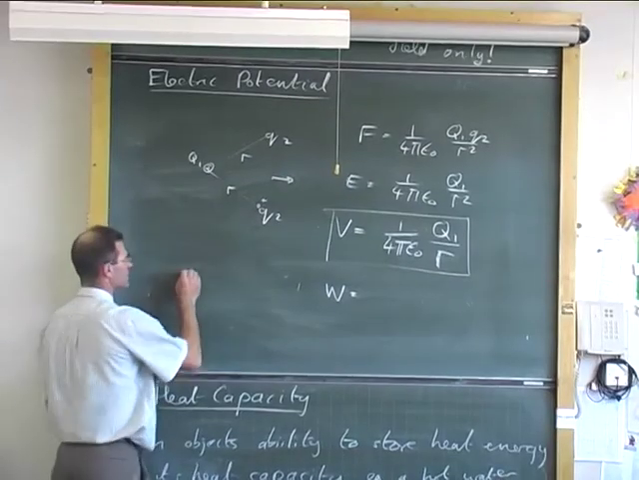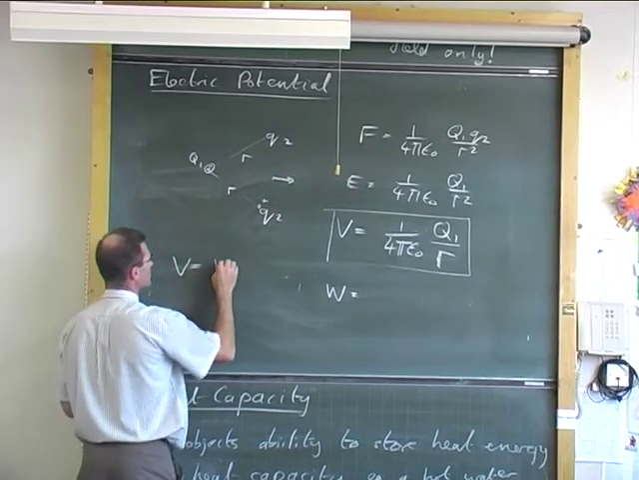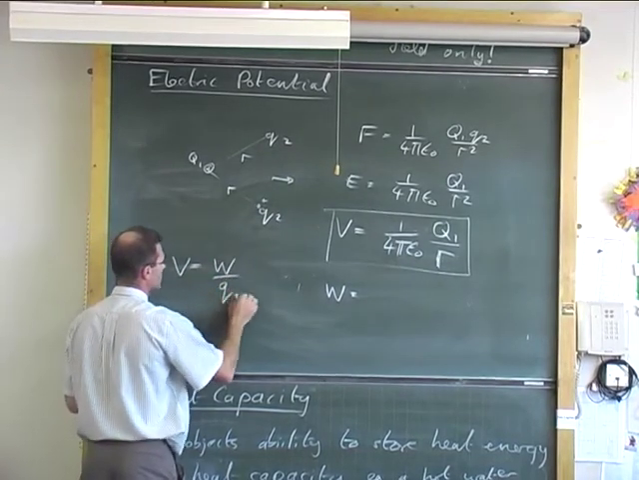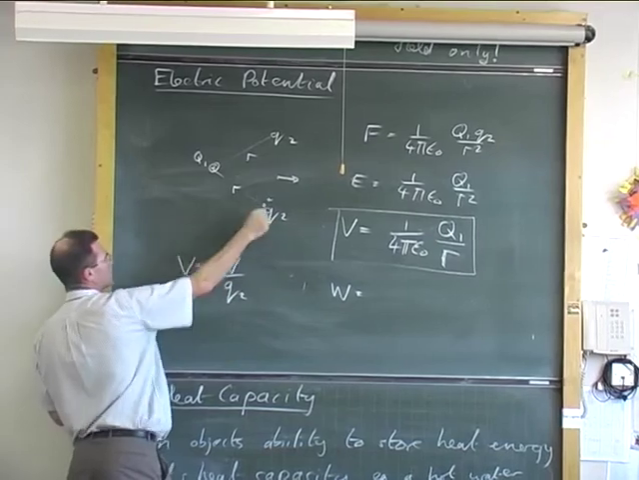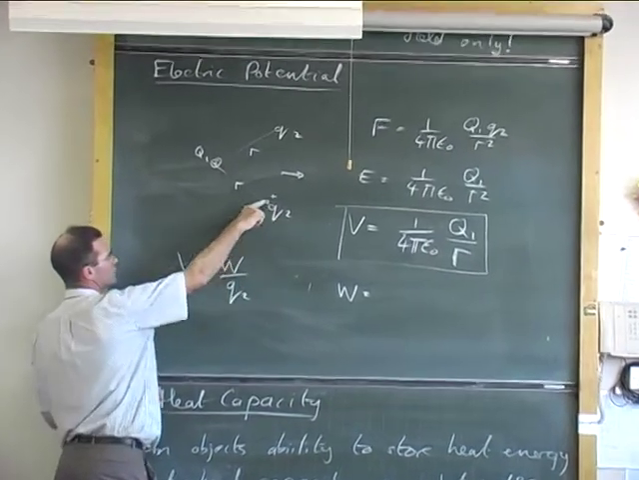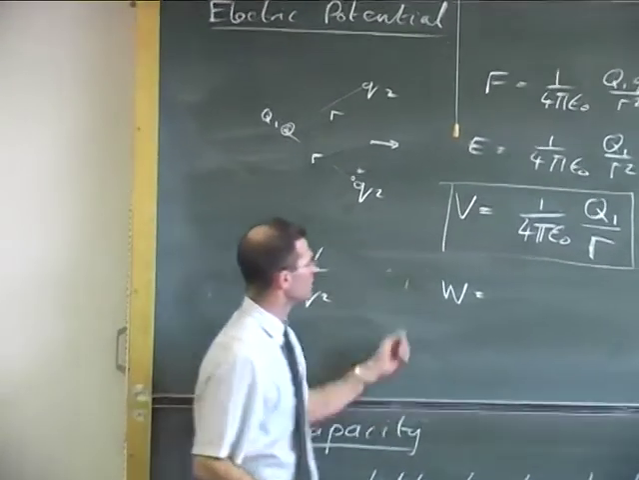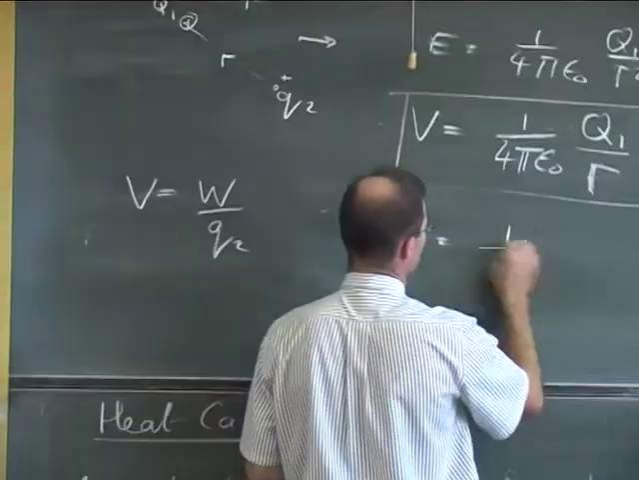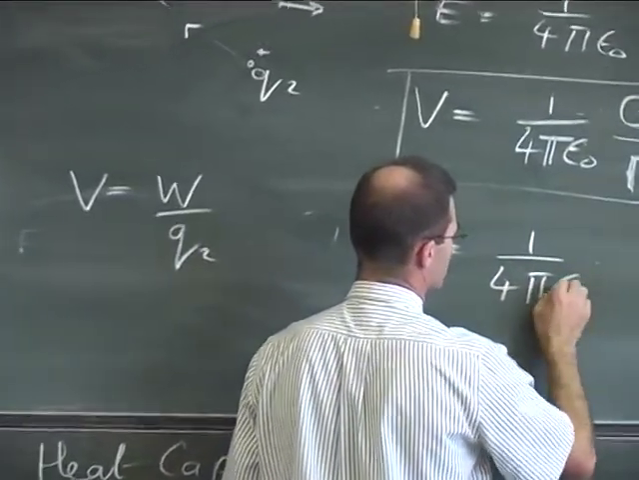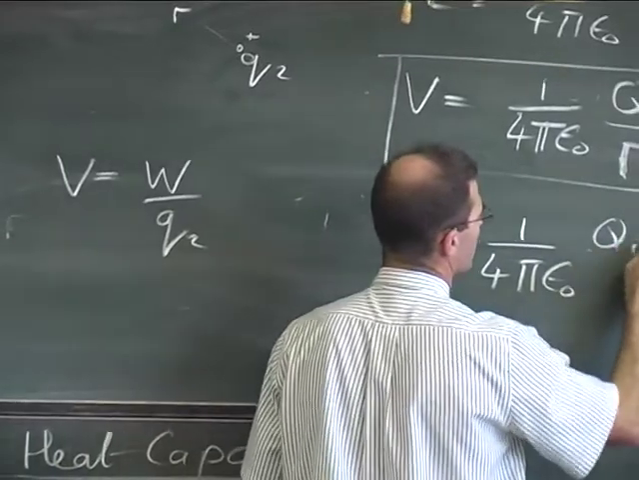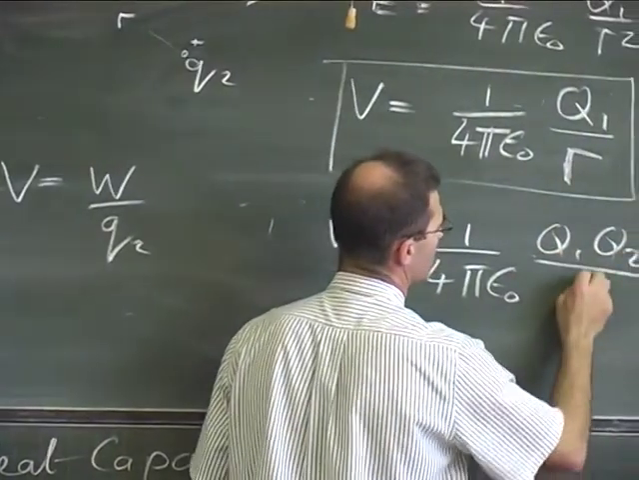Yeah, because you've got the definition of potential is the work done per unit charge. So it's the work done in bringing that charge divided by the test charge that you've used there. So in this case, W is 1 over 4 pi epsilon naught Q1, Q2 over R.